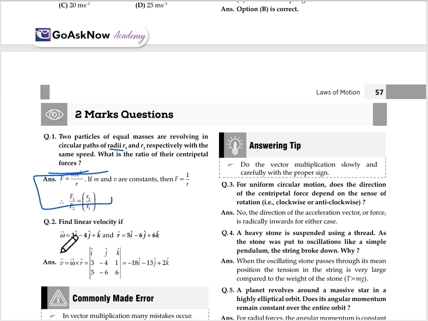Now find the linear velocity. Omega is equal to 3i cap, and then this. We know that v is equal to omega cross r. We substitute the values and solve the matrices. We get 18i cap minus 13j cap plus 2k cap.